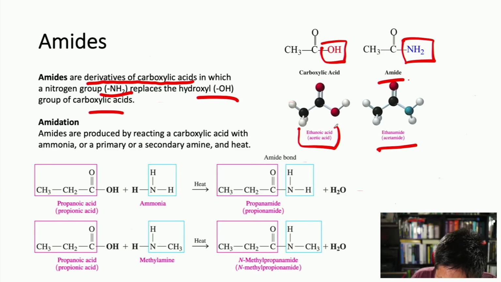So this happens through a process called amidation. That's how we make amides from carboxylic acids.